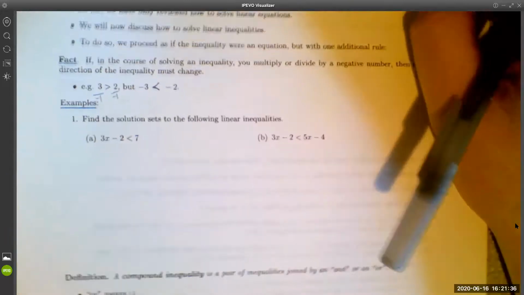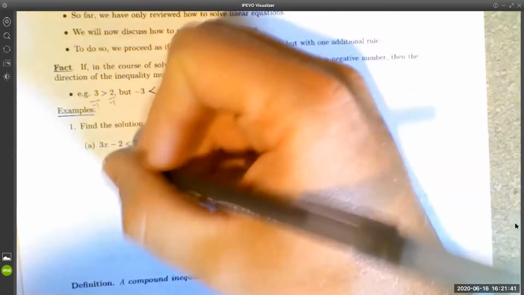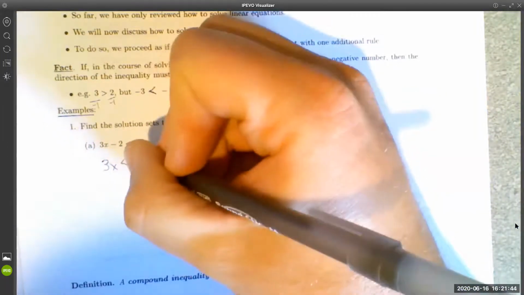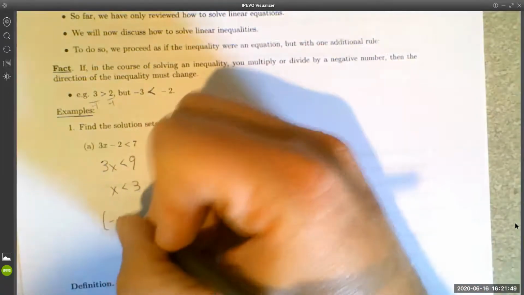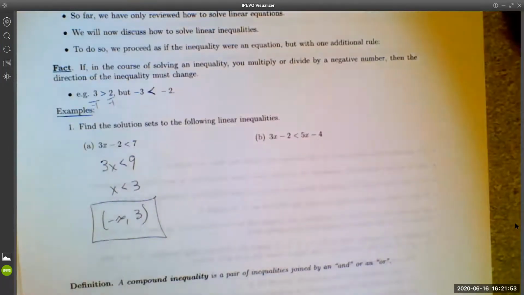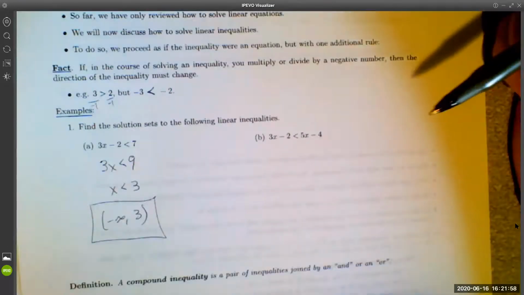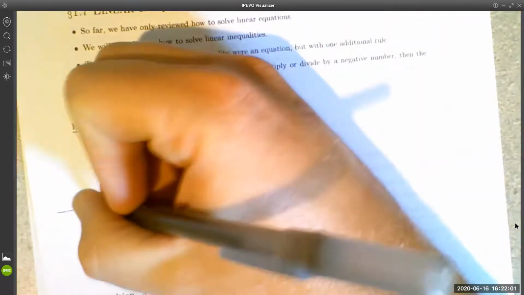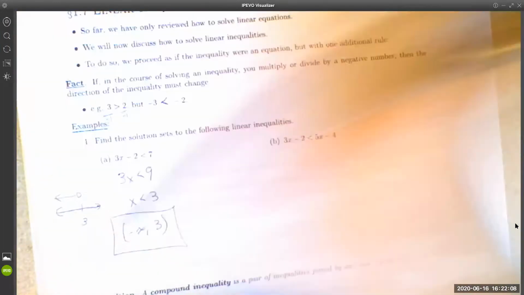So let's practice. We'll find the solution sets, and we'll write the solution sets in interval notation, okay? Solving this one, I would add 2, then divide by 3. So there's my solution set. It's all real numbers less than 3, so negative infinity to positive 3. If you needed to graph it in order to get the interval, you could do that, right? It looks like that. So the interval is negative infinity to 3.